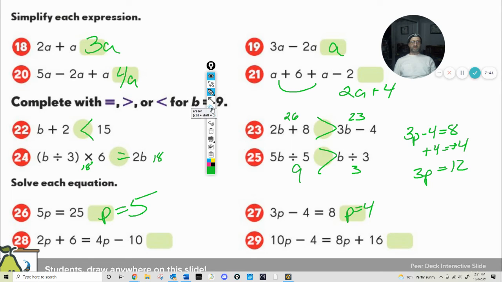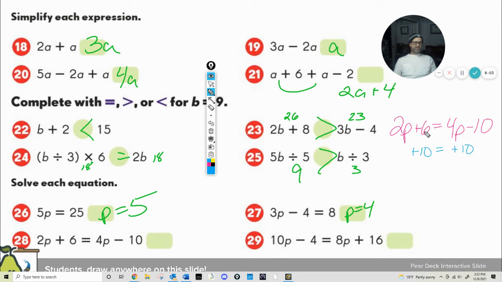Let me erase this and shrink my pen tool a little bit so I can work more effectively. Okay, I've got 2p plus 6 equals 4p minus 10. This is where I'm going through 6, 7 steps. Now on each side, the first thing I'm going to do is add the 10. 2p plus 6 plus 10 is 2p plus 16 equals 4p minus 10 plus 10, which is 4p.